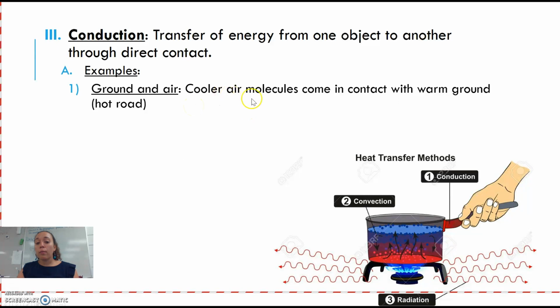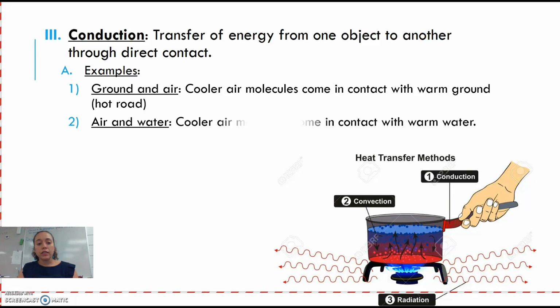Cooler air molecules come in contact with the warm ground. So hot roads: let's say the road is really hot from the day, and then the cool air comes in from the night. It's going to warm up a little bit because the ground is so warm. Air and water: cooler air molecules come in contact with warm water. This is a really great example of us being in Florida.